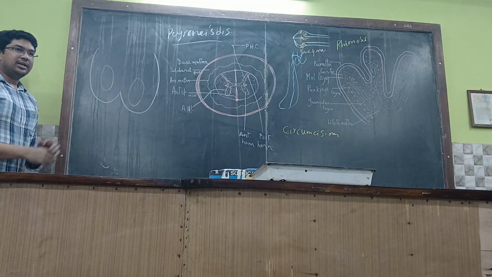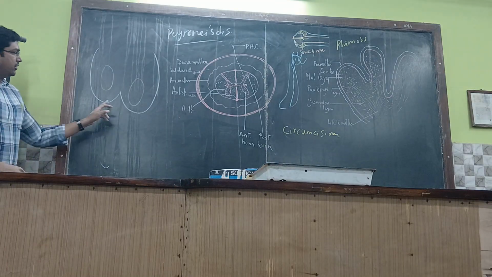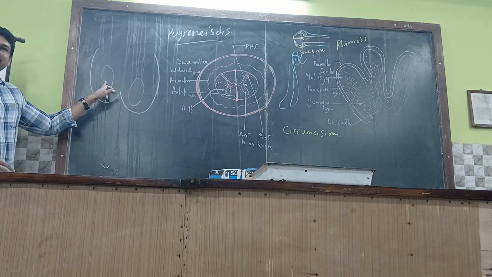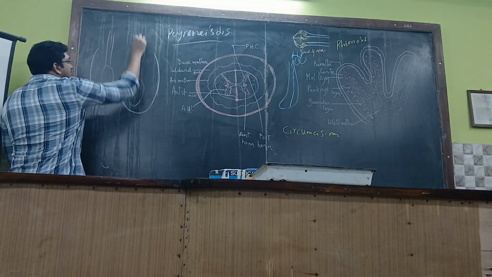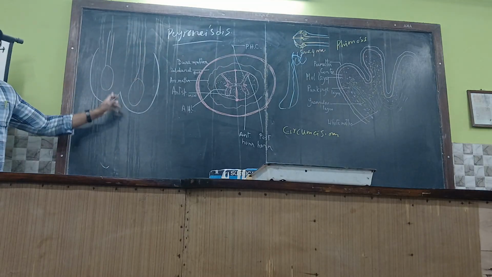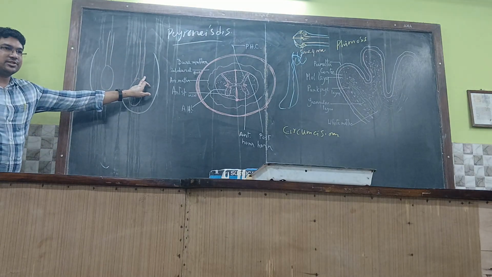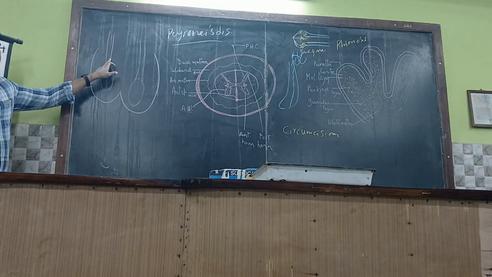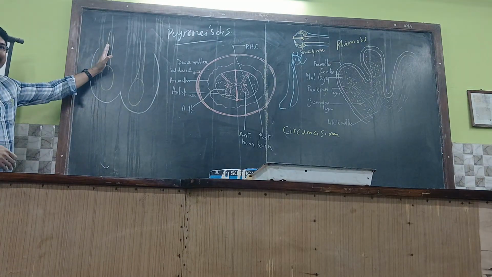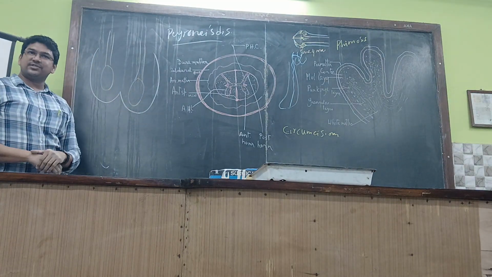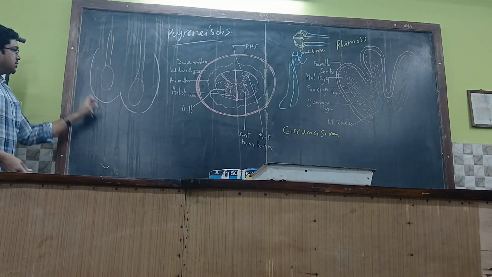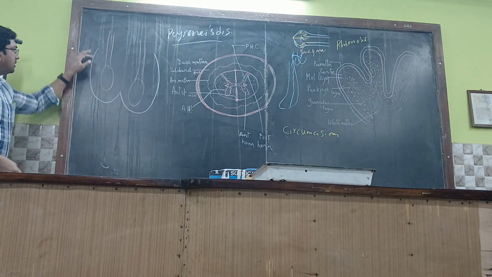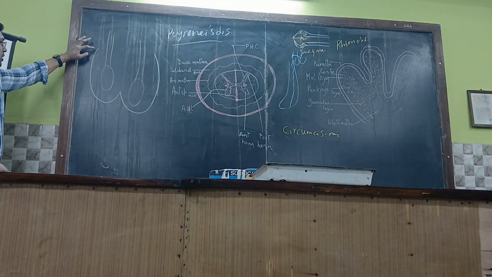Is it or not? The left side testis in males will be a bit below compared to the right testis. So what will happen to the spermatic cord? The spermatic cord will be longer in the case of the left-sided testis, which is normal on the right side but longer on the left side. Getting it? So the scrotum, what is it? The layers of the scrotum all the way from outside inwards.